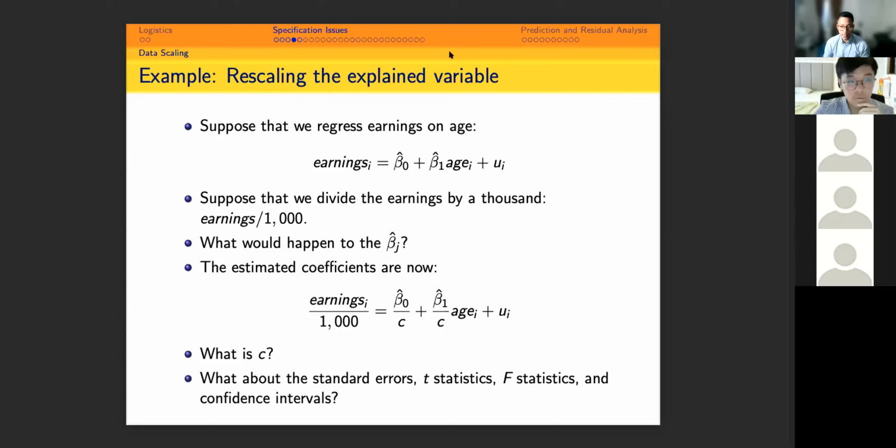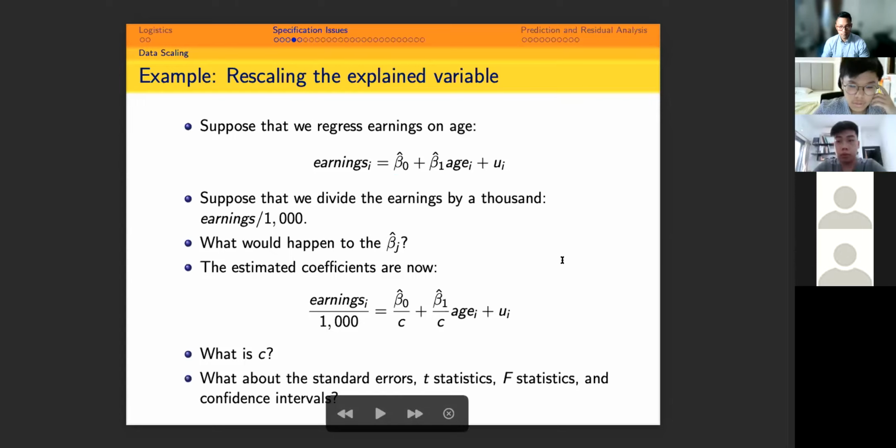For the standard errors, I'm expecting that the numbers will change, in which they will be smaller as they are divided by 1,000. But for the T statistics, I'm guessing that it will be the same. Very good. So the estimated beta 1 is going to be divided by 1,000, and the standard errors will also be divided by 1,000. So basically, it's going to be the same T statistics.